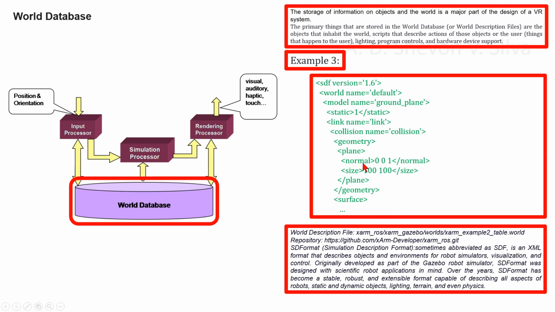Here we can see the SDF format. Simulation description format, sometimes abbreviated as SDF, is an XML format that describes objects and environments for robot simulation, visualization, and control, originally developed as part of the Gazebo robot simulator. SDF was designed with scientific robot applications in mind. Over the years, SDF has become a stable, robust, and extensible format capable of describing all aspects of robots, static and dynamic objects, lighting, terrain, and even physics.